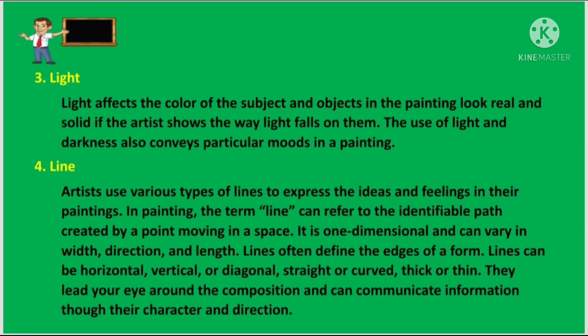Number four, artists use various types of lines to express the ideas and feelings in their paintings. In painting, the term line can refer to the identifiable path created by a point moving in a space. It is one-dimensional and can vary in width, direction, and length. Lines often define the edges of a form. Lines can be horizontal, vertical, or diagonal, straight or curved, thick or thin. They lead your eye around the composition and can communicate information through their character and direction.